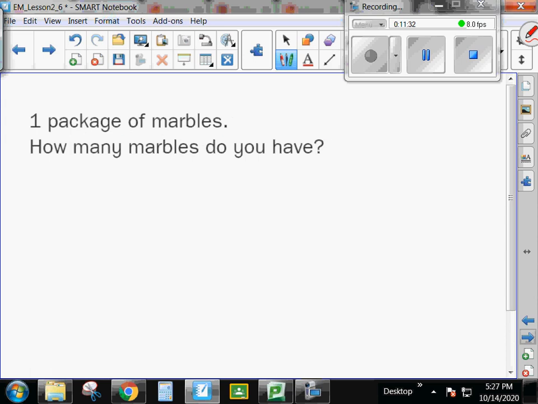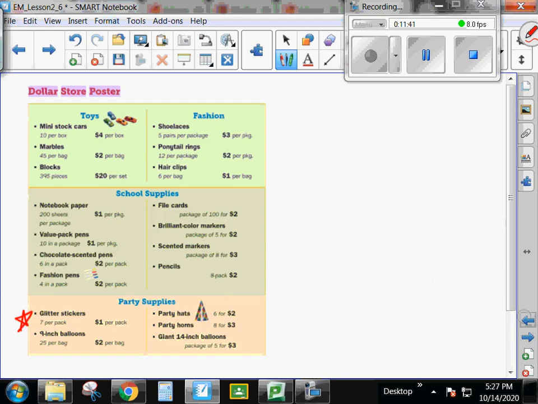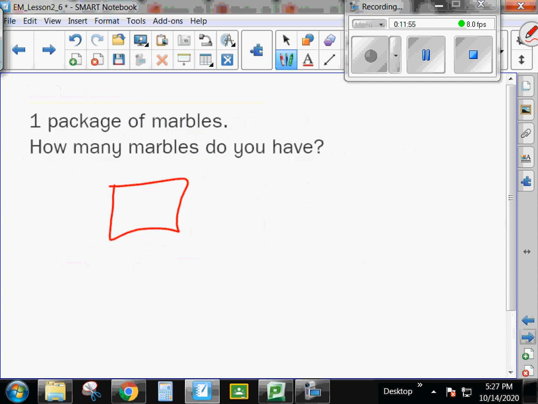All right, it says you have 1 package of marbles. How many marbles do you have? So you have 1 package. I have to go back and get that information, don't I? So let me go back to our dollar store poster. Let me find marbles. Having trouble finding it. Oh, okay, I see it right here. It says there's 45 per bag. So let's go back to our problem. 1 package of marbles, so there's 45 marbles in that pack.